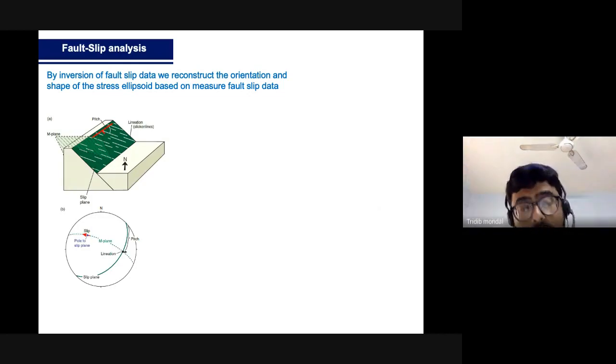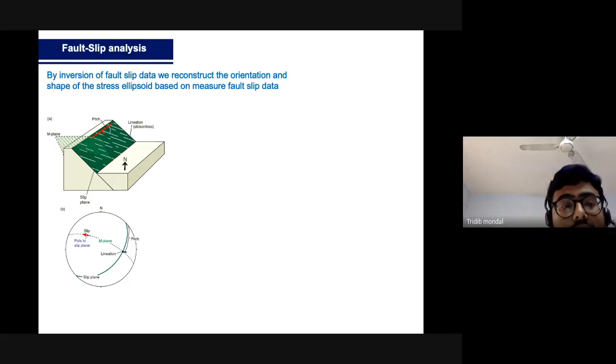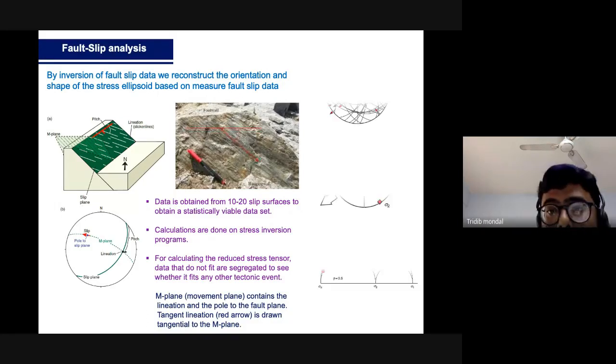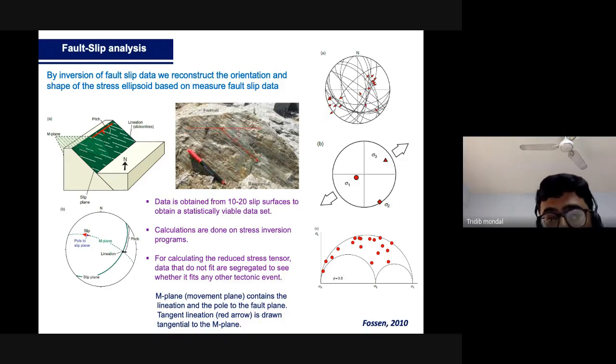Here I would like to show you the graphical representation. This diagram I have taken from Hagenfussion's book. Here you can see the lineations marked by white lines, and one M plane, called the movement plane, is drawn parallel to the lineation and perpendicular to the fault plane, and finally plotted in the stereonet. The M plane contains the lineation and the pole to the fault plane. The tangent lineation is drawn tangent to that M plane. If we collect a number of data and plot them in the stereonet, finally we get the tangent lineation diagram, and we can talk about the state of stress in that region.